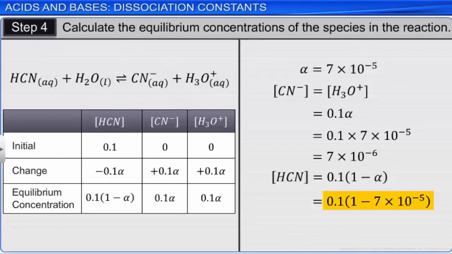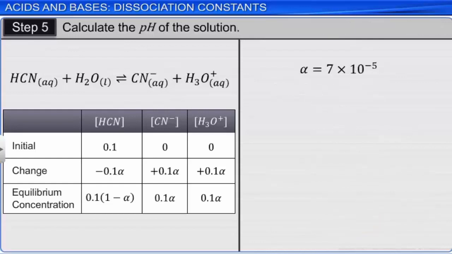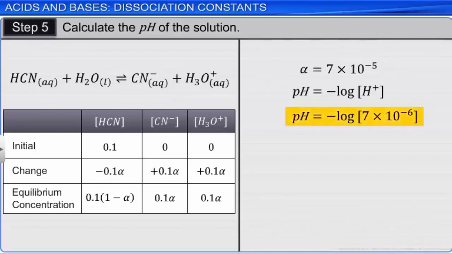Calculate the pH of the solution in the fifth step. The pH of the solution can be calculated using the relation pH is equal to negative log of H plus ion concentration. Substituting the value of H3O plus ion in the equation for pH, you get pH is equal to negative log of 7 multiplied by 10 raised to the power minus 6. This is equal to 6 minus log 7.